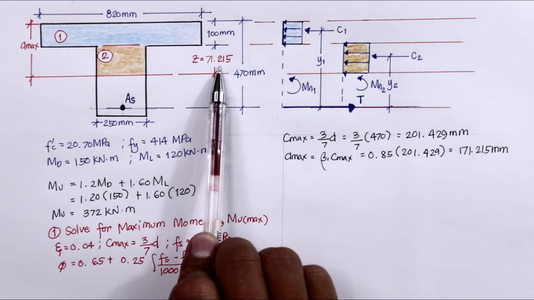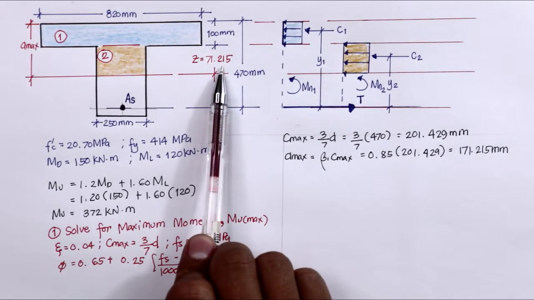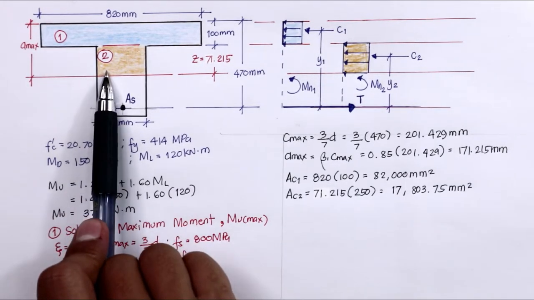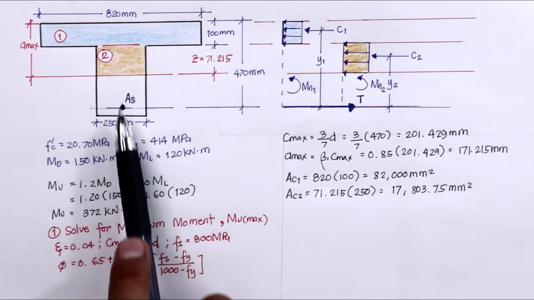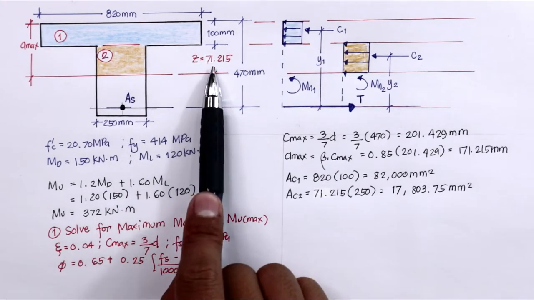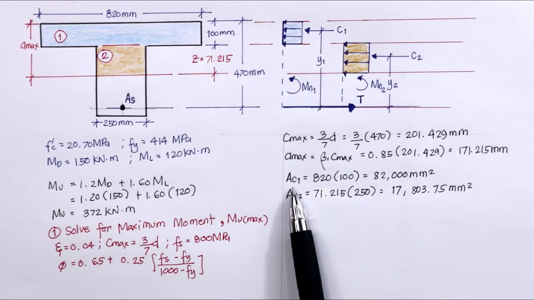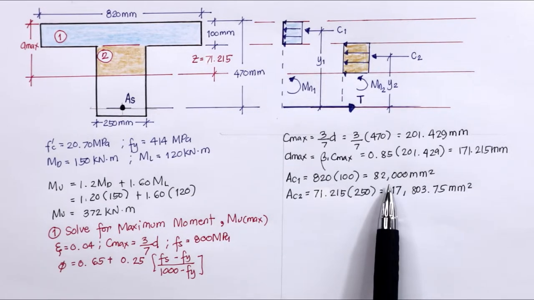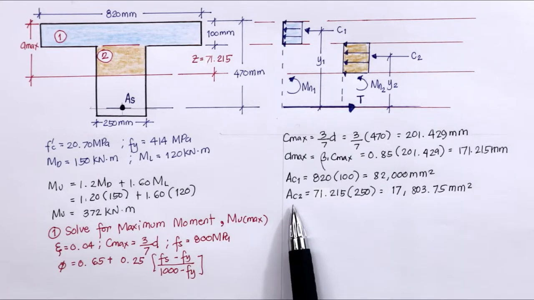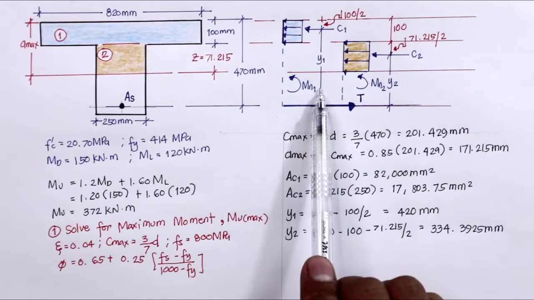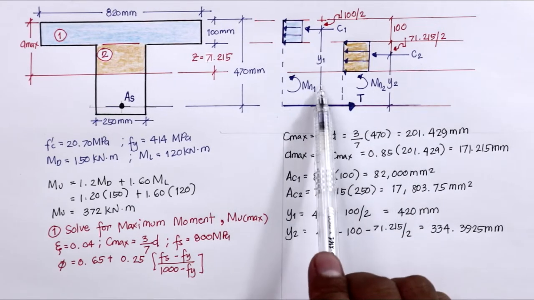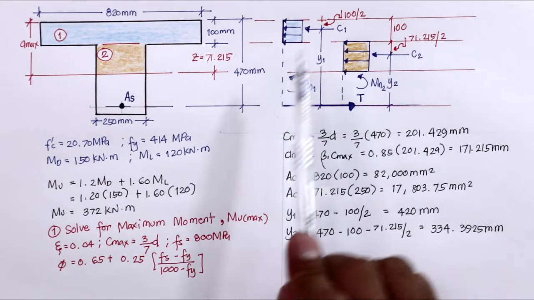Para makuha yung value ng c, or yung depth ng area 2, equal lang siya sa a max minus 100. Then the value of c is equal to 71.215 mm. I-solve naman natin yung area ng 1 and 2. Area 1 is equal to 820 multiplied by 100. Area 2 is equal to 250 multiplied by 71.215. Then the value of Ac1 is equal to area 1, equal to 82,000 mm squared. And the value of Ac2 is 17,803.75 mm squared.